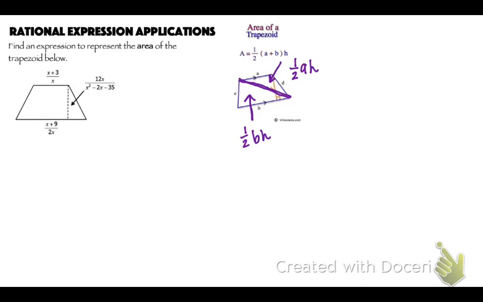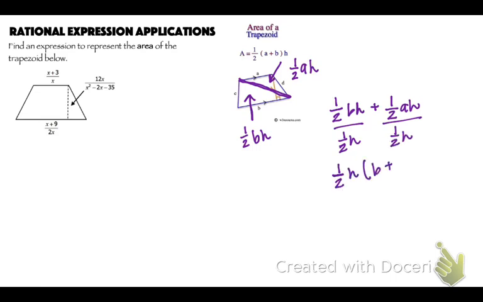So we just have to add those two together to get the area of a trapezoid, right? So this is going to be 1/2 bh plus 1/2 ah, which both have the 1/2 h in common. So I'm left with 1/2 h, and I'm left with b plus a, which we could rewrite as a plus b times h. Okay, so that's where it comes from. It just comes from 2 separate triangles.